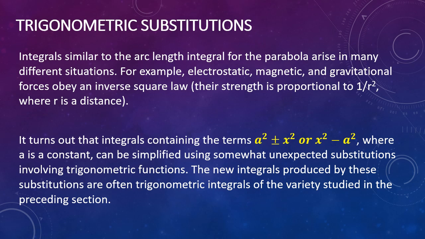It turns out that integrals containing the terms a squared plus or minus x squared, or x squared minus a squared, where a is a constant, can be simplified using somewhat unexpected substitutions involving trig functions. The new integrals produced by these substitutions are often trigonometric integrals of the variety studied in the preceding section.